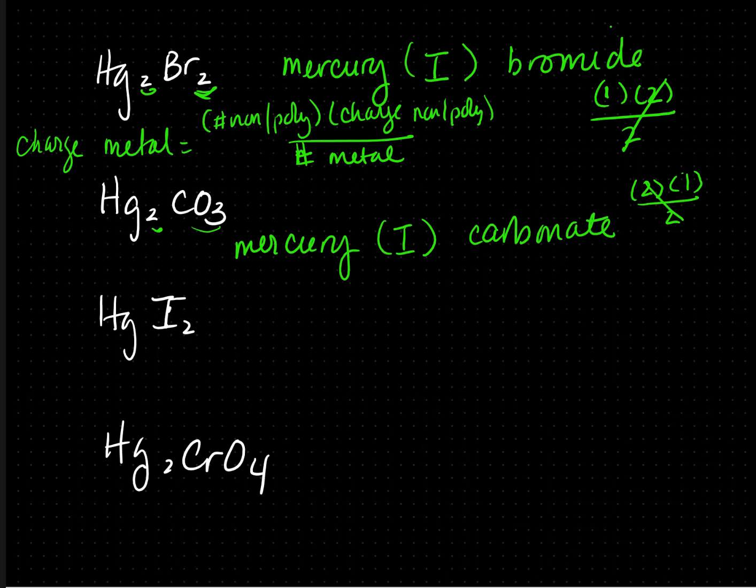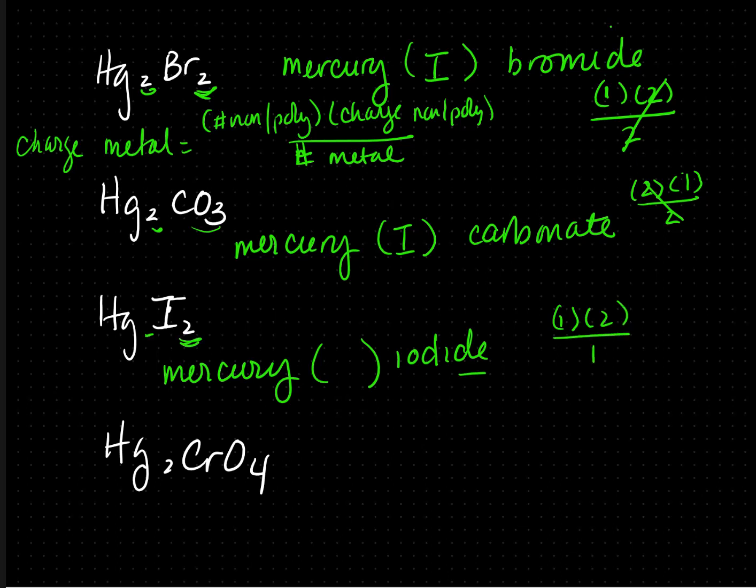This is also mercury. Transition. So we write a parentheses. I is iodine. Drop the ending and add IDE, so it's iodide. Charge of iodine is a 1. There are 2 iodines. Divided by 1 mercury, so 1 times 2 divided by 1 is 2. This is mercury 2.